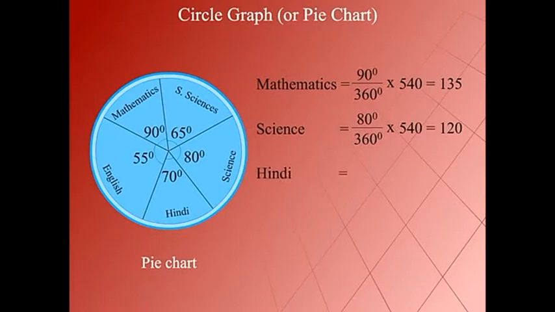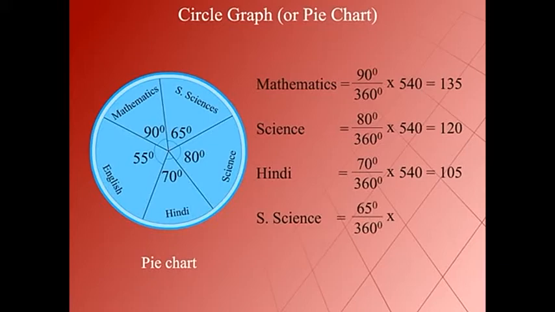Marks obtained in Hindi is equal to 70 degree by 360 degree into 540 is equal to 105. Mark obtained in Social Science is equal to 65 degree by 360 degree into 540 is equal to 97.5. Mark obtained in English is equal to 55 degree by 360 degree into 540 which is equal to 82.5.